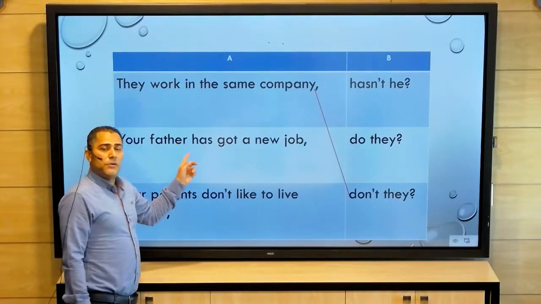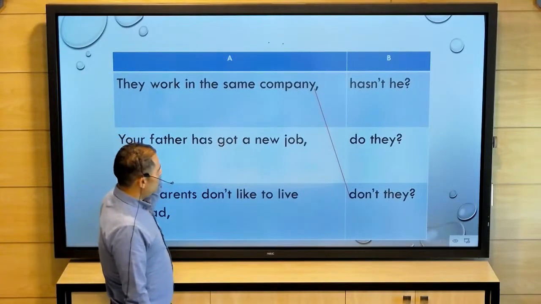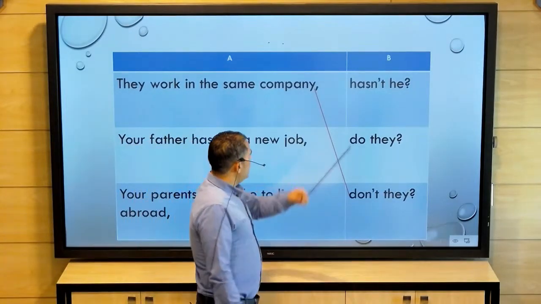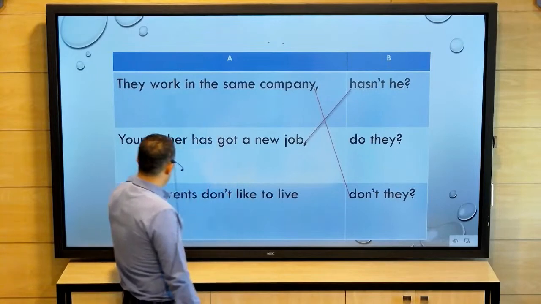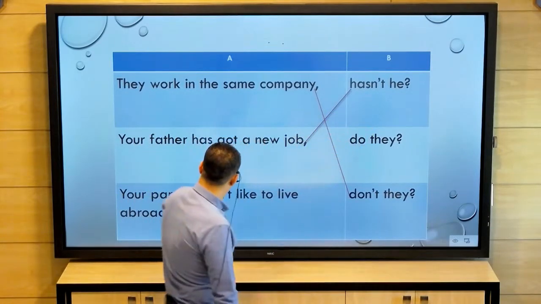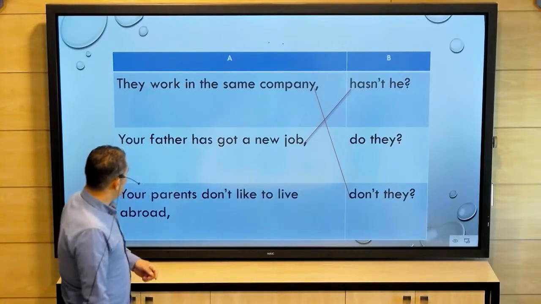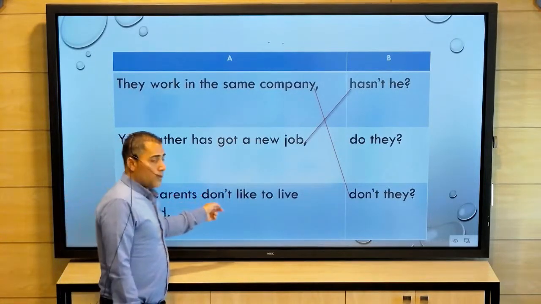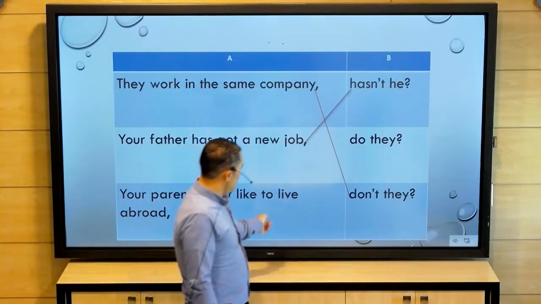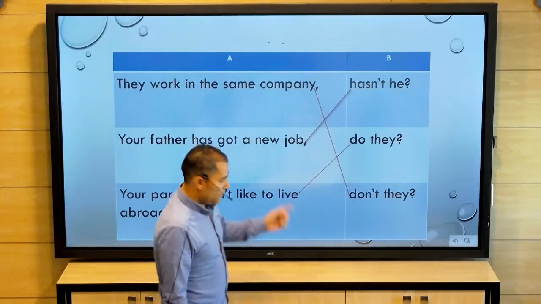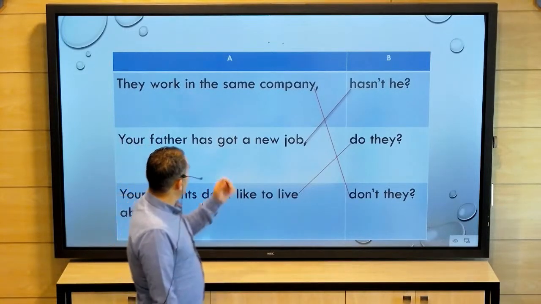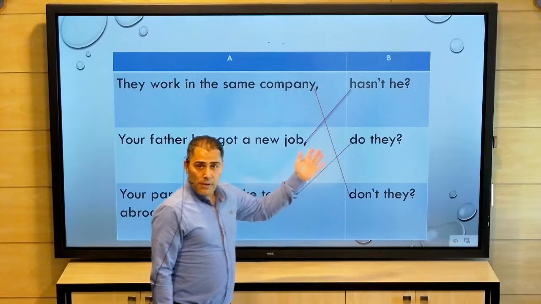Now, your father has got a new job. We have the auxiliary has. We have to go with the choice with has in the negative form. Your father, hasn't he? Notice that your father is replaced by the subject pronoun he. Your parents don't like to live abroad. We have don't. We have the auxiliary already, so we just go with do they. And also notice that we replaced your parents with the pronoun they.